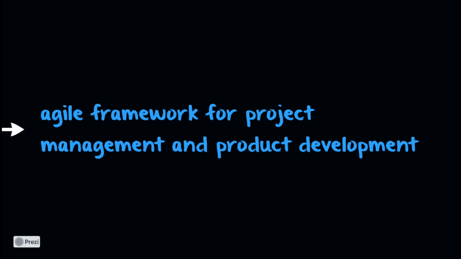Scrum is an agile framework for project management and product development that aims to increase the efficiency and quality of products or processes. It was originally developed for software development, but is now used across various industries and for different types of projects. Scrum is based on three main principles or pillars.